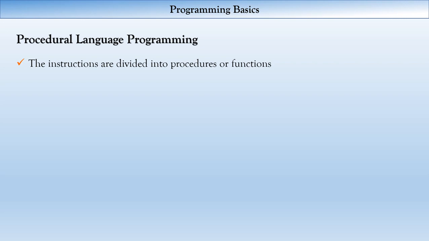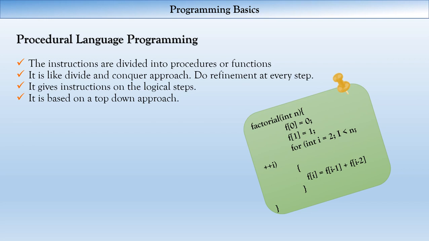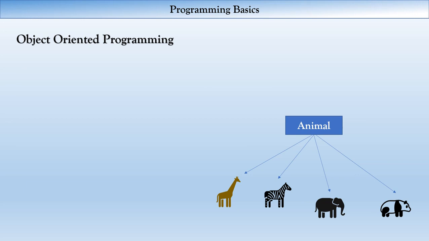Now, first in the high level language list, we have procedural languages. Procedural language programming. In this, instructions are divided into procedures or functions. It is like a divide and conquer approach which does the refinement at every step. It gives instructions in logical steps. It is based on the top-down approach. We'll understand this in the next few minutes. Examples of these procedural language programming are C and Visual Basic.